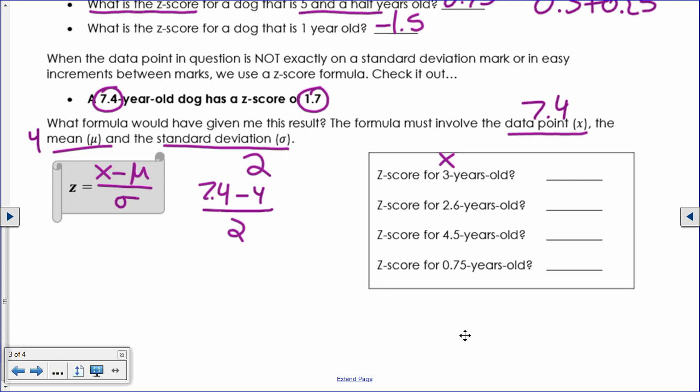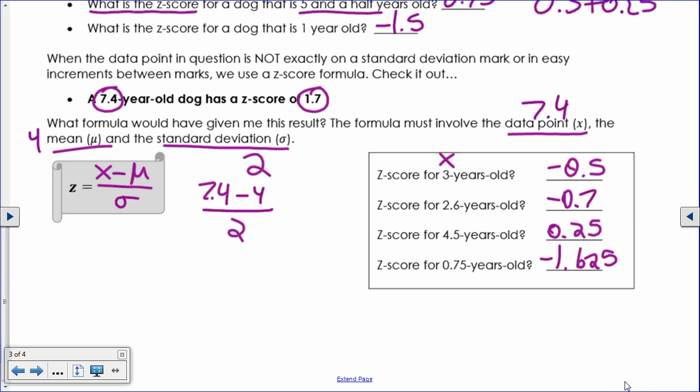Does anybody have the z-score for a 3-year-old? No. What? Negative 0.5. What about a 2.6? Negative 0.7. Justin, I got you for the next one. 0.25. True. Negative 1.60. Yes. Alright, so that's how you guys find z-score.